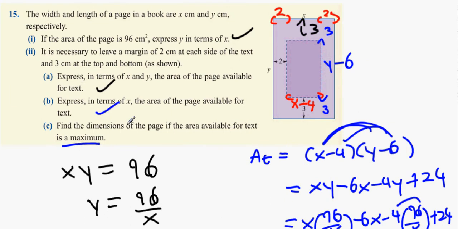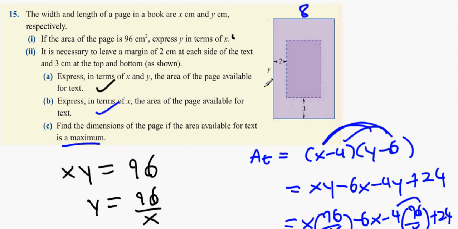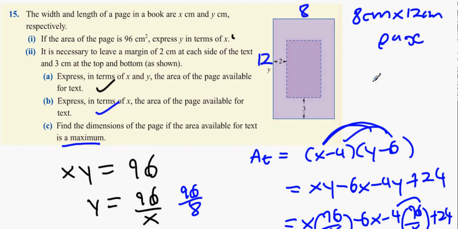Okay, so find the dimensions of the page if the area available for text is a maximum. So x equals 8. So if x is equal to 8, this means that y equals 96 divided by 8, which is 12, and 8 times 12 will give you 96 centimeters squared, or it's an 8 centimeter by 12 centimeter page. So it just asks for the dimensions of the page, not the actual area of that page.